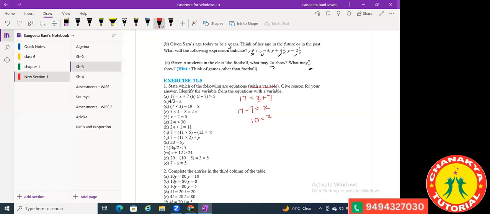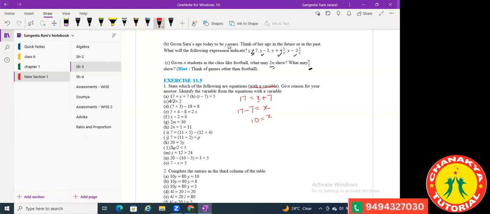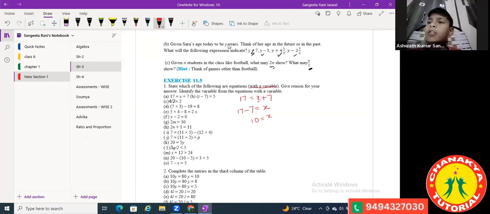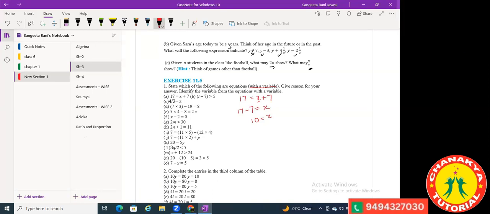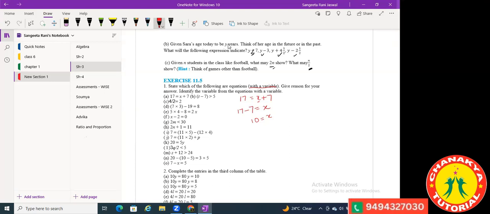Ma'am, there is no variable here. So this is not an equation with a variable. Okay, there is no variable here. If you want to find out whether the left hand side is equal to the right hand side, you can multiply and subtract here and check. But there is no variable here.